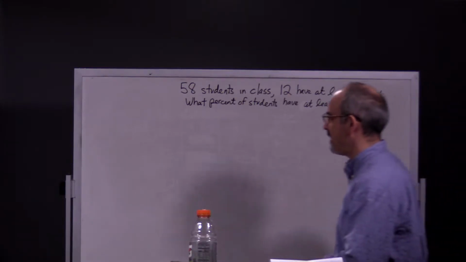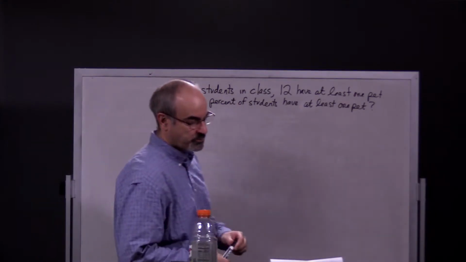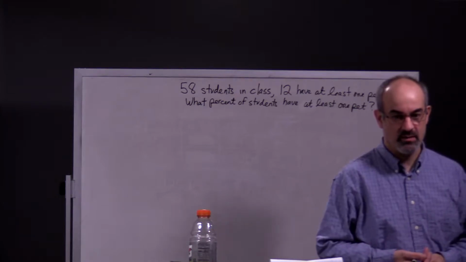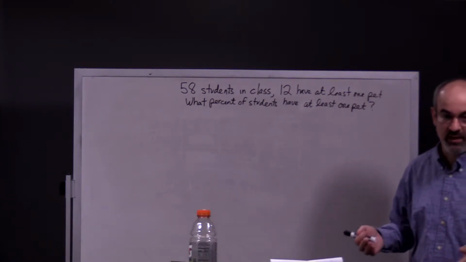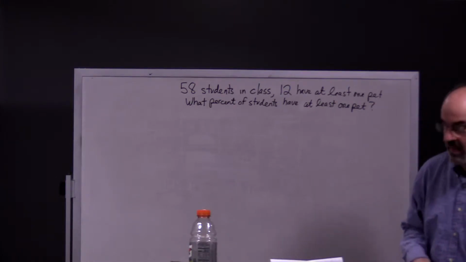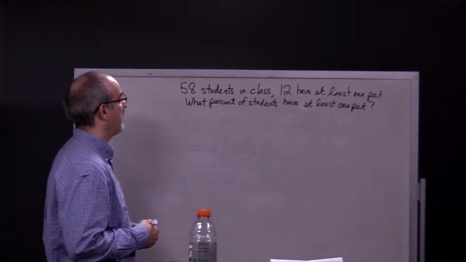Well, remember, percent means out of 100. Okay? So if I had exactly 100 students, and maybe like 30 of them had pets, 30 out of 100 students would have pets, so 30%. Well, I don't have 100 students. I have 58.